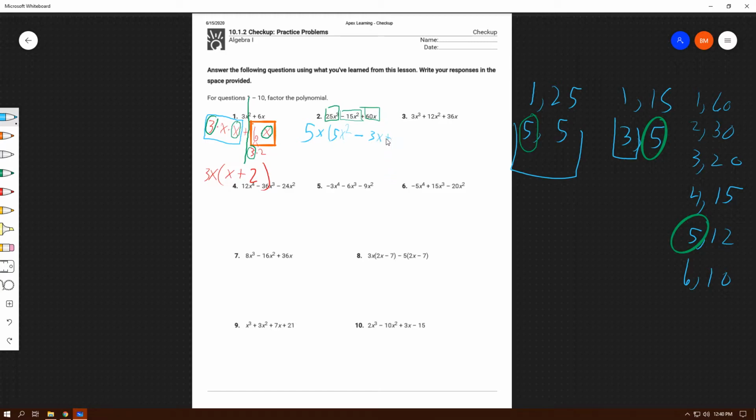I have a plus 60x. The x is gone, I pulled it away. And what is it left with when I take 5 out of 60? I'm left with a 12. And there's my final answer. So I'm just looking at what all these things have in common. I'm going to do the next one a little bit quicker.